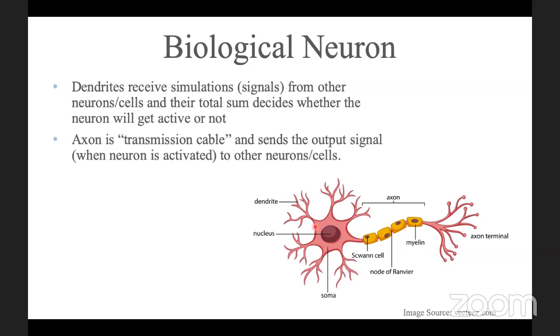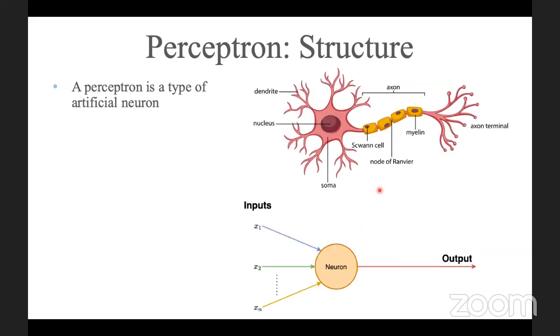And summing up is just the weighted sum. Ultimately, it will become a weighted sum. And if there's a threshold here, only if the total sum exceeds the threshold will the neuron pass the signal to other neurons. So this is how we model this.